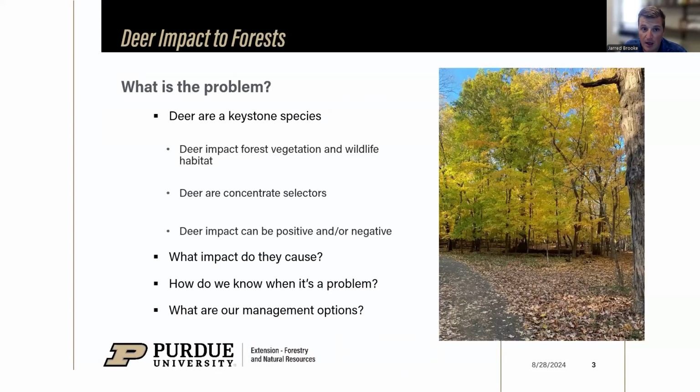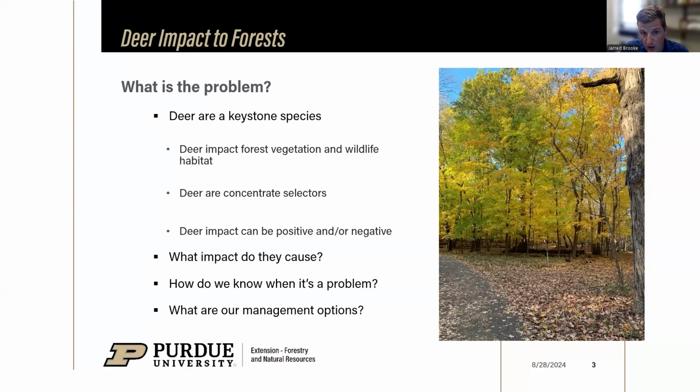So to start, we'll talk about a broad overview of what the problem is with deer, or what the potential problem is with deer and their impact to forests. Then we'll go into some research that we've been doing here at Purdue related to deer densities across Indiana, but also how deer impact forest environments throughout the state. And then we'll talk about the collection of resources that can help you all as landowners or managers understand and address those deer issues.